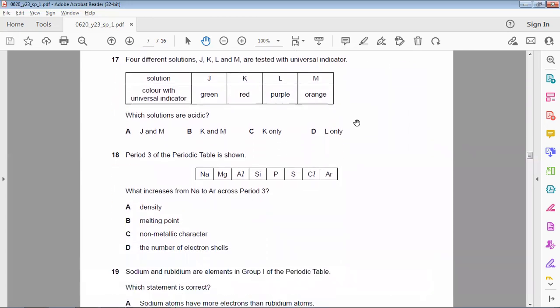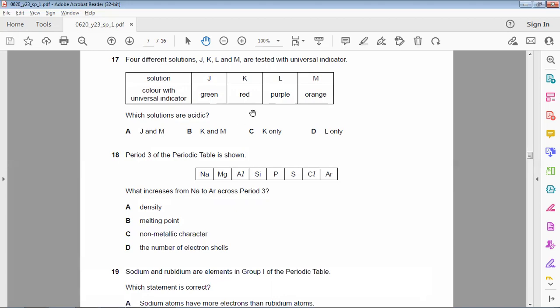Question 17. This is about the color of universal indicator in acids, bases, and in the neutral substance. So, which solutions are acidic? A simple way to remember is that bright colors, for example red, orange, yellow, basically pink, are acidic. And the dark colors, closer to blue, such as purple and green: green is basically neutral, but purple, violet and blue are basic colors. So this is one way of remembering.